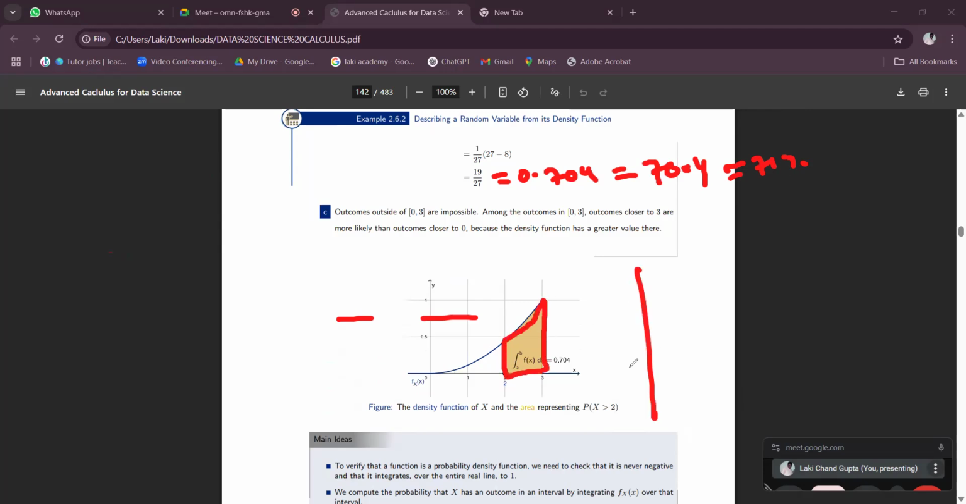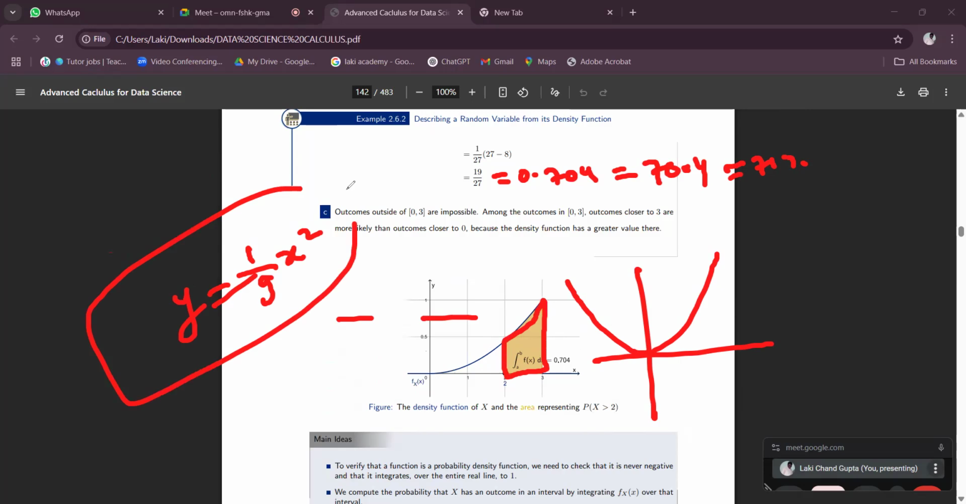The graph of this always looks like this form. Why? Because y is equal to 1 by 9 x square, and you know y equal to a x square is always a parabola, right? And you are finding from x equal to 2 to x equal to 3. So the area of this part will be 0.7.